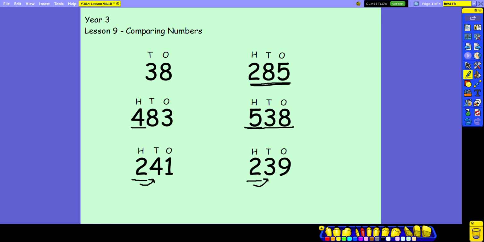Now if we look at the digits in the tens column, we can see that the first number has a 4, whereas the second number only has a 3. And we know that 4 tens worth 40 is larger than 3 tens worth 30. So I'm going to underline this number as the larger of the two.